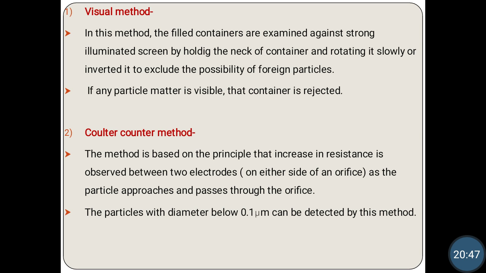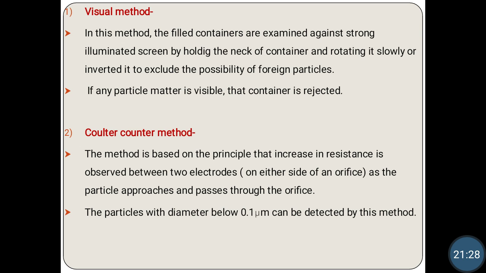So in this method, the two electrodes are dipped in the parenteral preparation, and one of the electrodes is covered with a tube which has a small orifice. If any particle passes through the orifice, resistance is produced against the electrodes, and that can be checked by the analyzer. The particles with the diameter below 0.1 micrometer can be detected by this method.